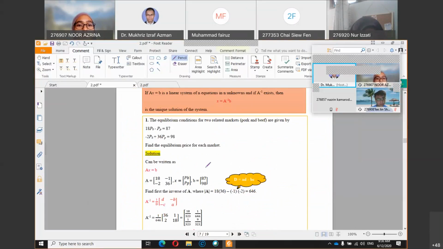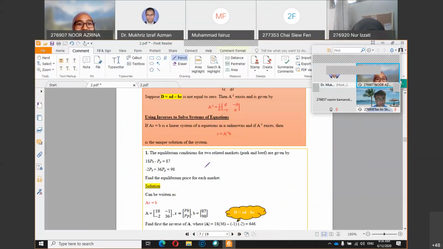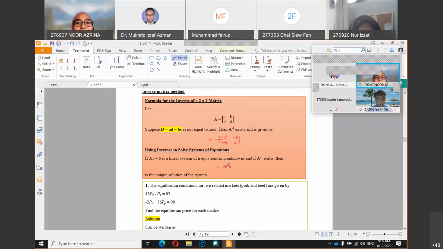Yang bunyi ayam. Rumah kat mana, Azrina? Dekat Kelantan. Oh, okay. Siapa yang berayam tu? Jiran ke ataupun sendiri?